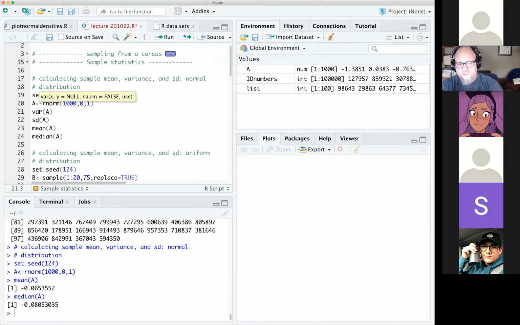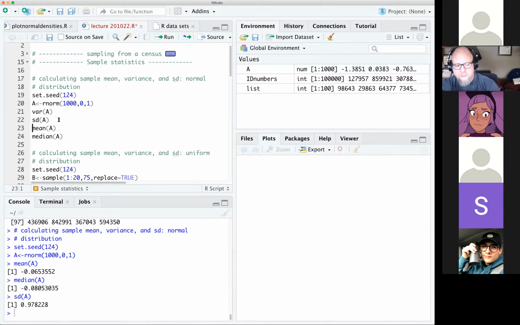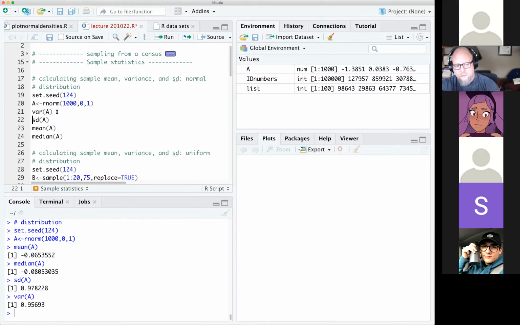Let's calculate the standard deviation. My random variable that generated these random numbers has standard deviation 1. Let's see if our standard deviation is close to that. 0.978, very close to 1. And now variation, 0.9569, also close to 1.